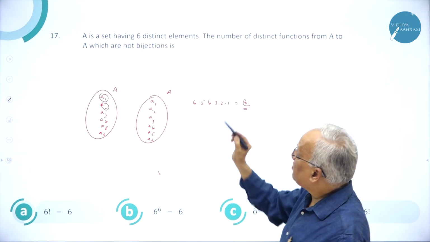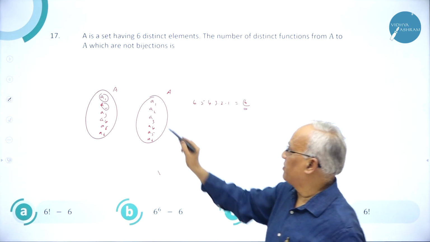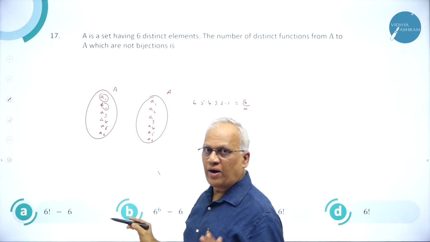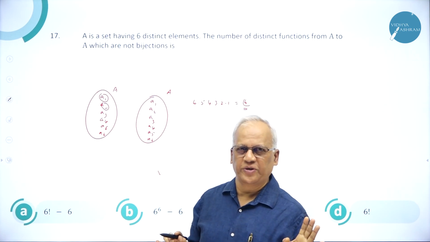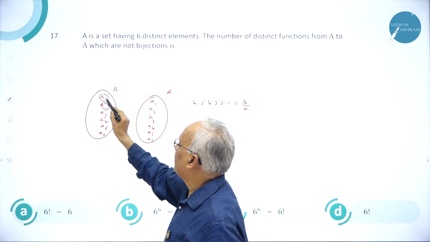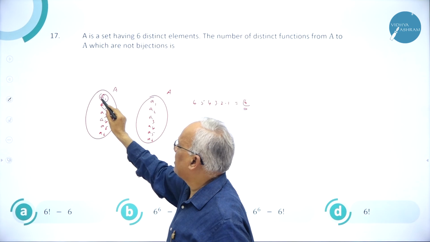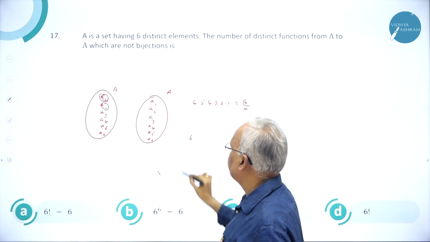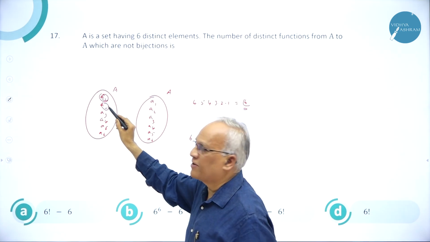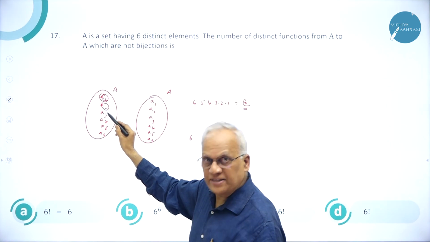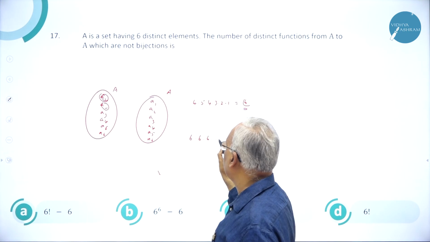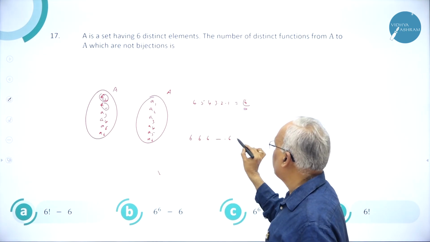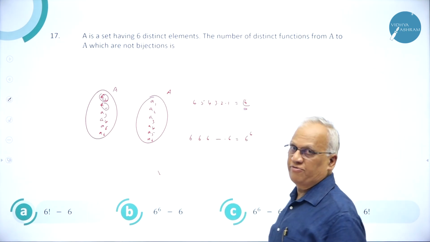Now, how many functions can you define from A to itself? If you want a function, don't worry about one-one and onto. Now, all possible functions you take. How many ways can you assign an image for A1? 6 ways. How many ways can you assign an image for the second element? Again 6, because the same element can be image. So 6 into 6 into 6 and so on, 6 times. So 6 to the power 6 is the total number of functions.